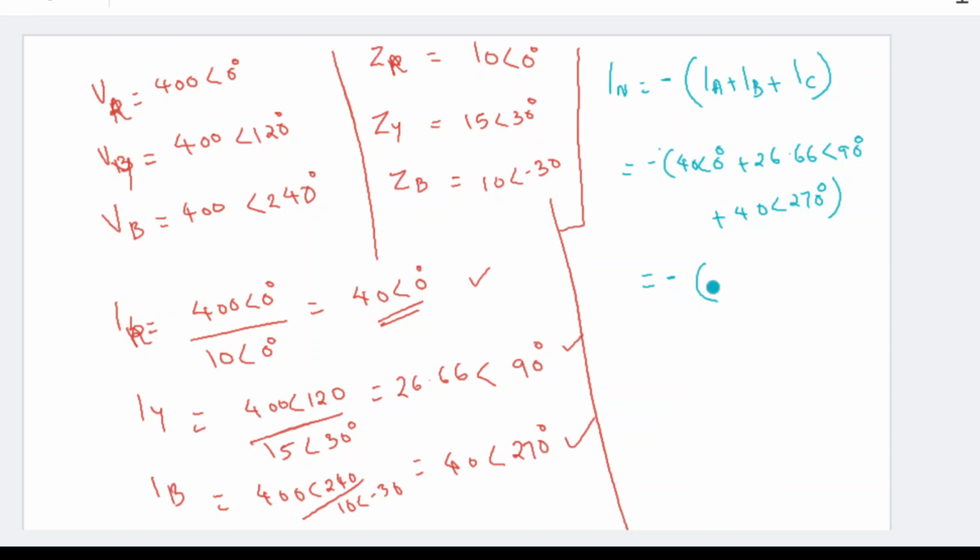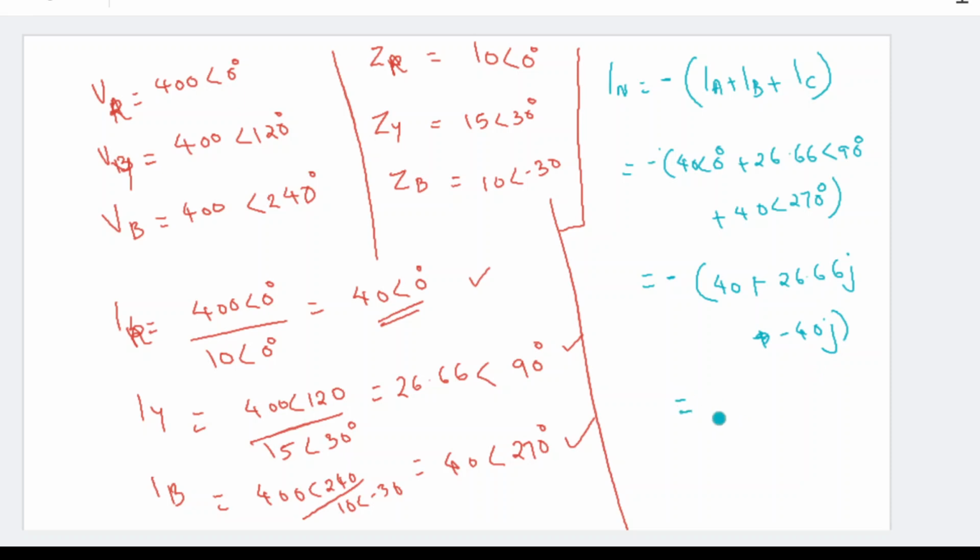That is 40 angle 0, that is 40 itself, isn't it? 40 plus j0 plus 26.66 angle 90. That will be 26.66j, because at angle 90 degrees only the imaginary part will be there. Plus, then we are having 40 angle 270, so I can write 40 angle 270. That will be equal to minus 40j.